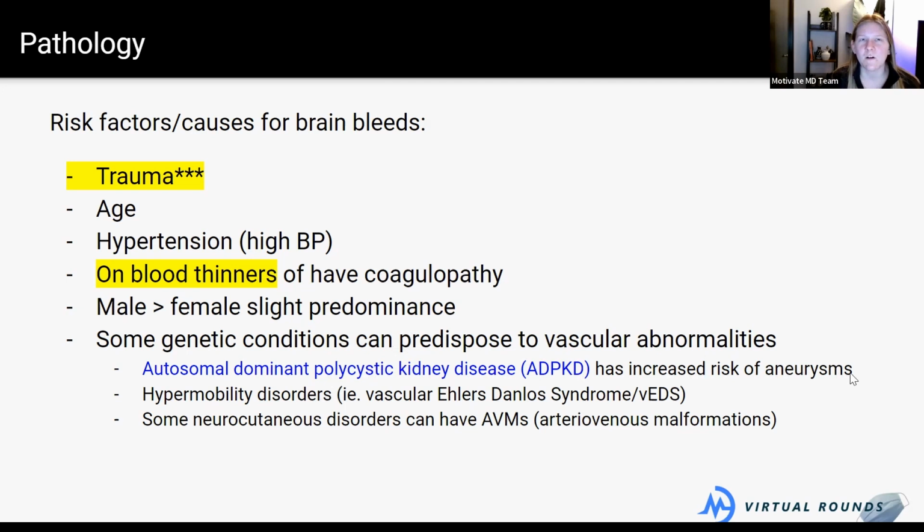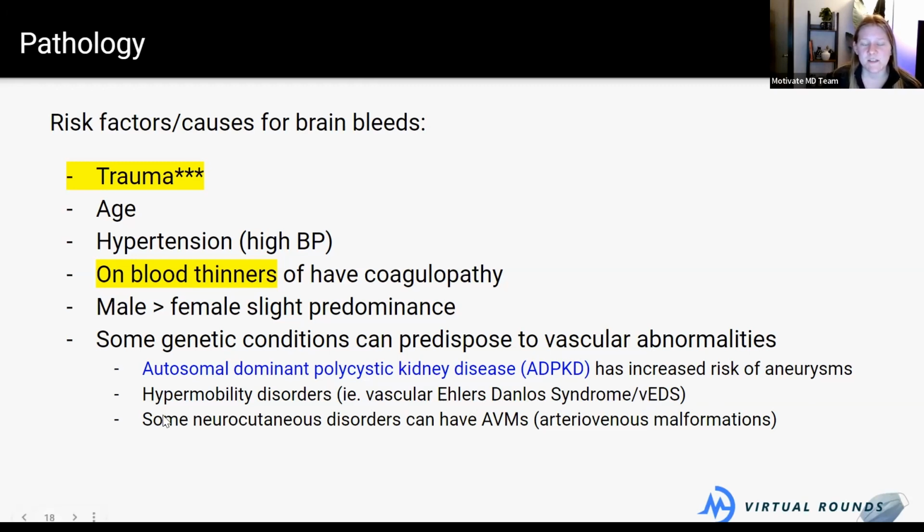They are called berry aneurysms because they look like little berries growing off of a vine. Especially if they happen in your brain, like we talked about, weakening of the wall can predispose you to rupture of those aneurysms and brain bleed. Certain hypermobility disorders too. I don't know if you've ever heard of Ehlers-Danlos syndrome, but there's a specific subtype called vascular Ehlers-Danlos syndrome, or VEDS. That is a collagen mutation, and that can also weaken the wall of your blood vessels.